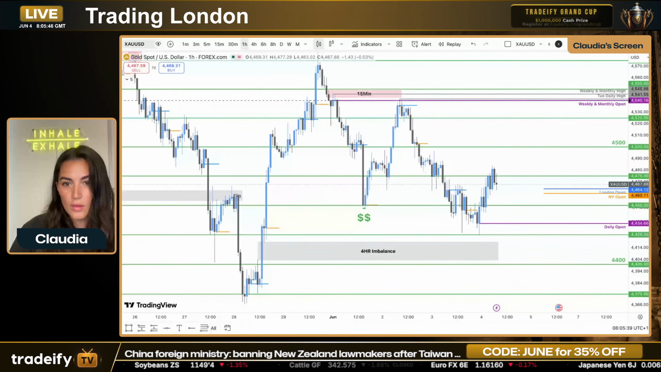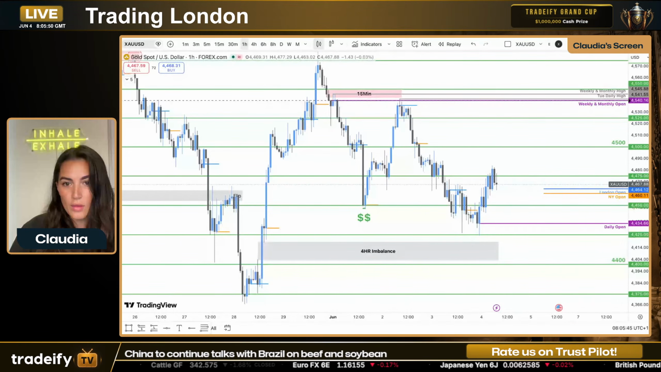So I'm going to go back to my marked up chart and show you why I use these levels, because you're going to see how much price actually plays and reacts off them.